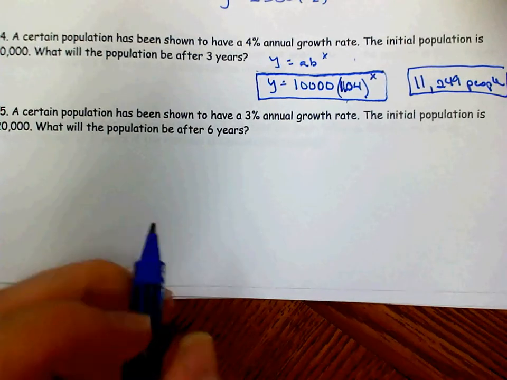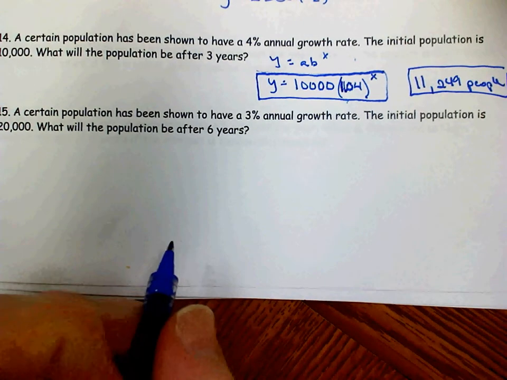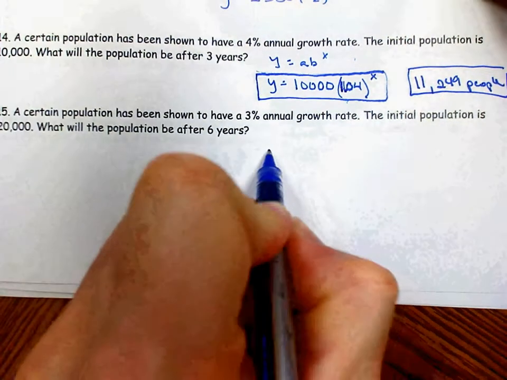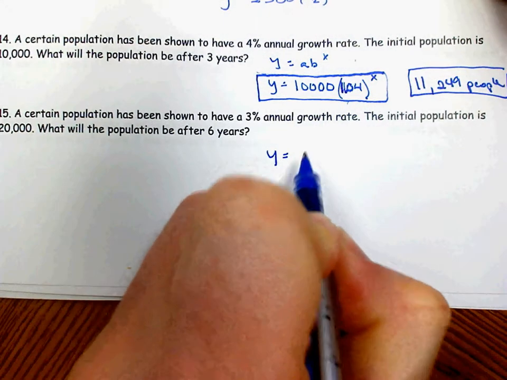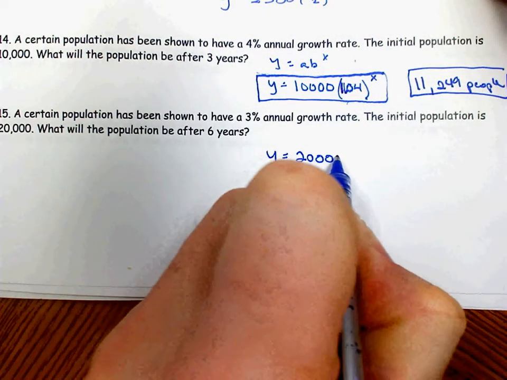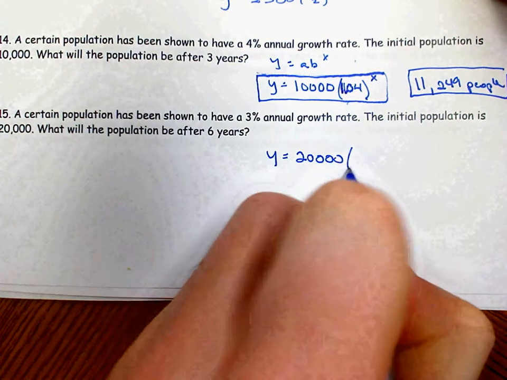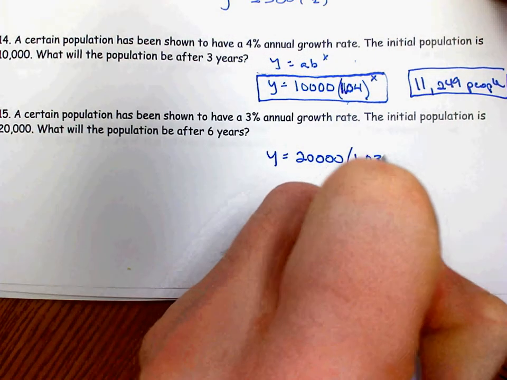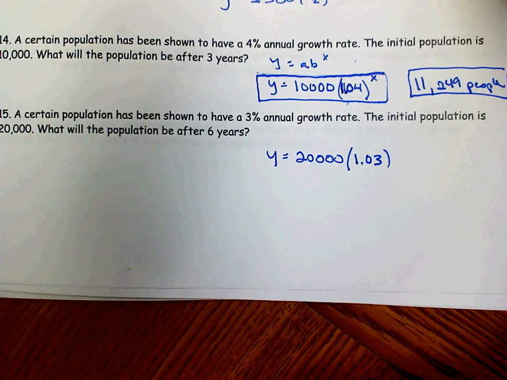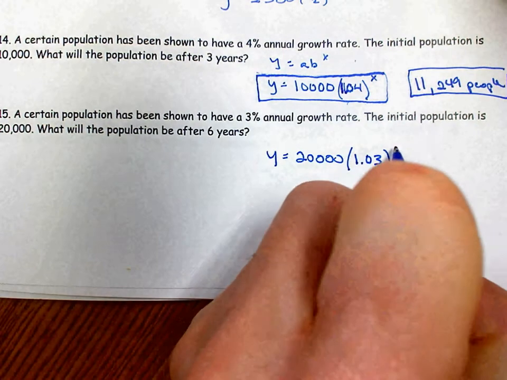Alright, so same thing on 15. A certain population has been shown to have a 3% annual growth rate, and the initial population is 20,000. So here's a different town. 20,000 people growing at 3% would be 1.03. 103% is 1.03. And then again to the x power.